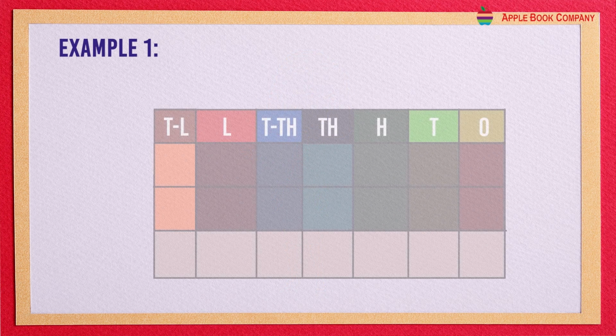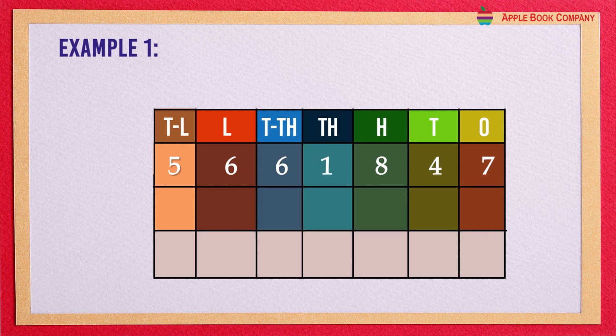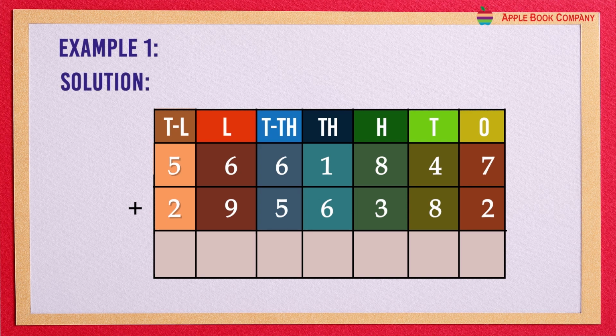Example 1. Add 56,61,847 and 29,56,382. Solution. Now you have to simply add the ones. 7 ones plus 2 ones equal to 9 ones. Now you have to add tens. 4 tens plus 8 tens is equal to 12 tens. So write 2 tens in tens column and carry 100 to the hundreds column.